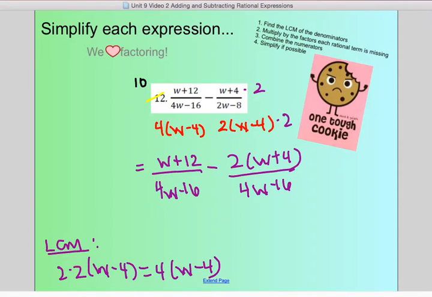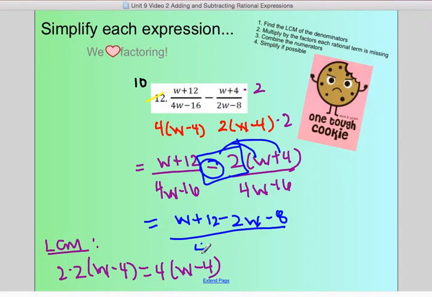My denominators are the same, so now I'm going to combine like terms in the numerator. Here's where you need to be careful. This is a negative, so it's really a negative 2, so I'm going to distribute a negative 2. So I have w plus 12 minus 2w minus 8 all over 4w minus 16. Now I'm going to combine like terms. w minus 2w is negative w. 12 minus 8 is 4, so plus 4, all over 4w minus 16.